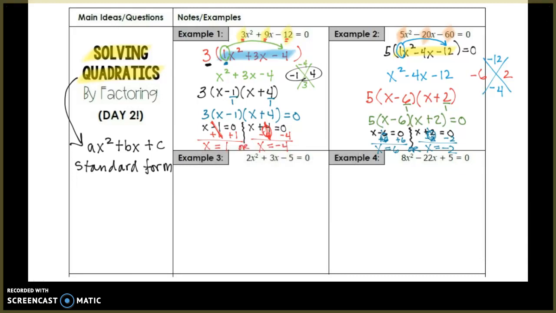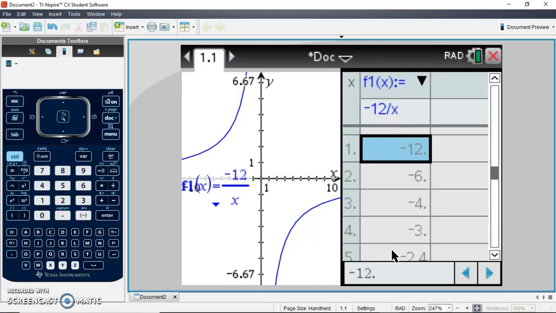All right, for us to check this, we're actually going to do this in our calculator. I'm going to take this original equation and I'm going to replace x with 6, so this x and this x, and then I'm going to take that same equation and replace x with negative 2 to show that it equals 0. And I want you to do this with me.